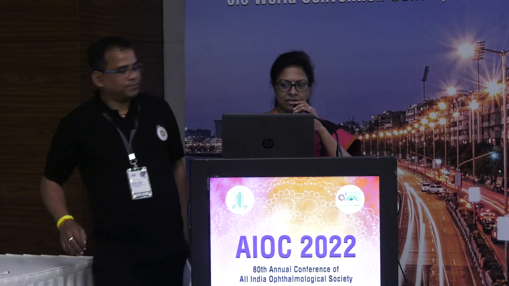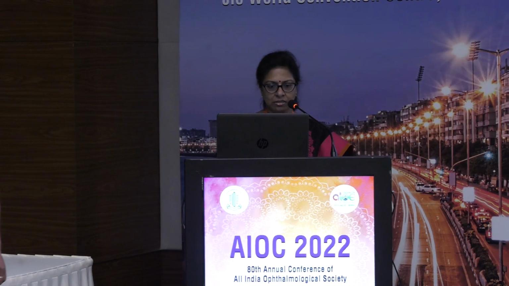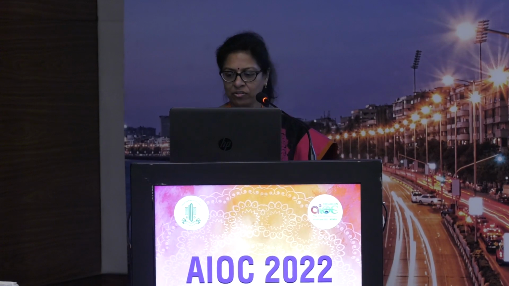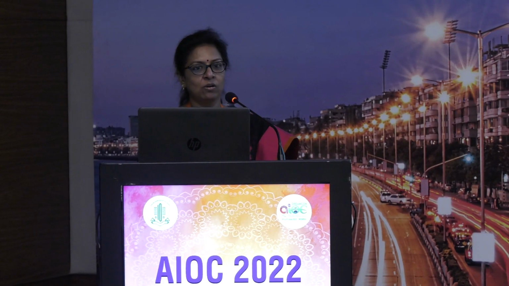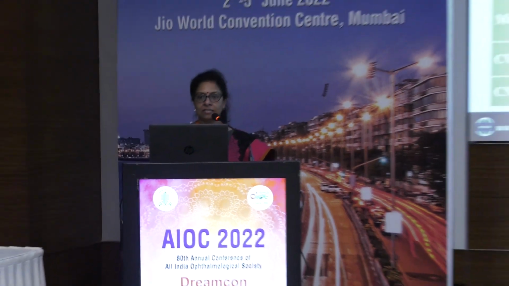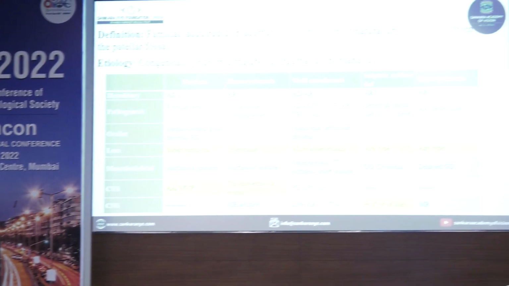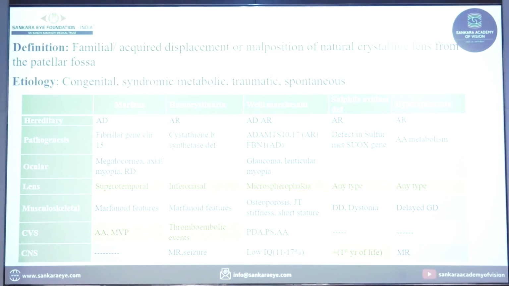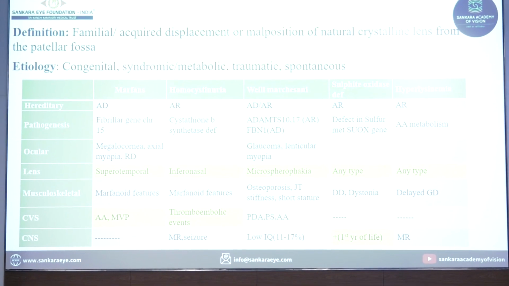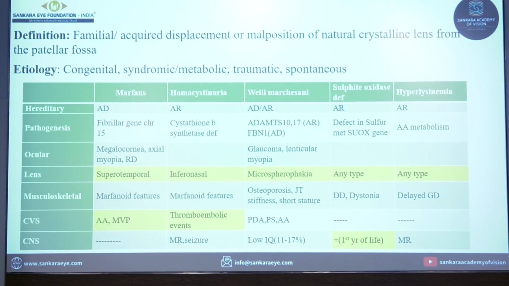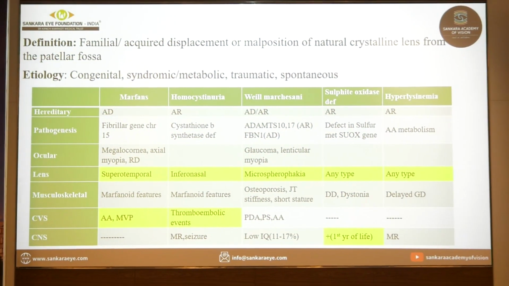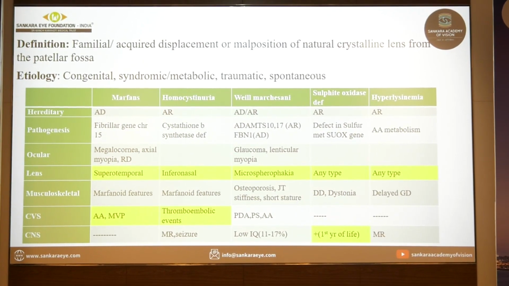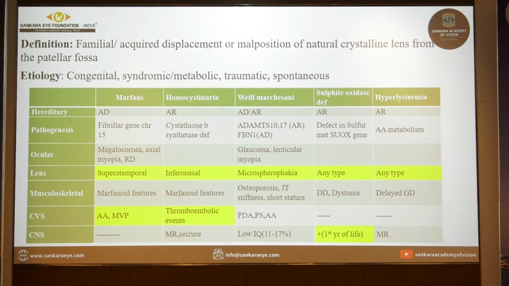At the outset, I thank the committee for giving me an opportunity to talk on ectopia lentis. I have no financial interest in this presentation. All of us know it is the lens not being in its original place, that is the patellar fossa. There are many causes. It could be congenital or associated with syndromic or metabolic causes, most common being post-trauma, and it can also be spontaneous.